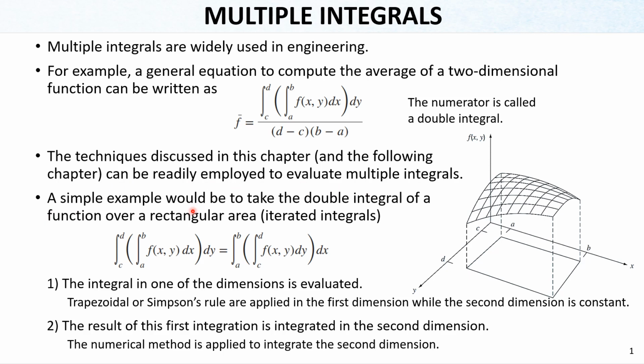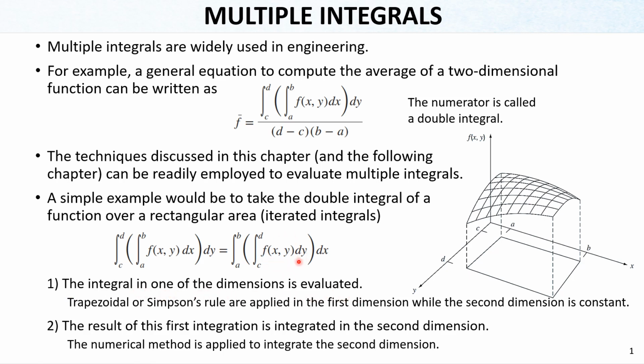A simple example will be to take the double integral of a function over a rectangular area, iterated integrals. So basically, we first take the integral of this, then another integral of the integrated function. On the right hand side, you can see a two-dimensional function with y and x inputs, and this is the output. That means we will have a projection of it. This is the rectangle that we are integrating over, this rectangular area. So the integral in one of the dimensions is evaluated.